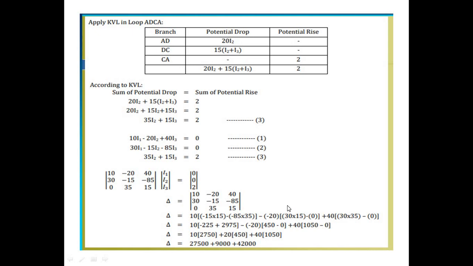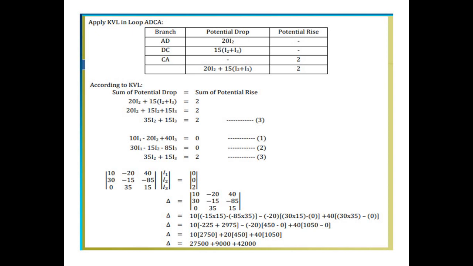Then the current flow direction 20 I2, and then the current direction 50(I2 + I3), and then the current flow from source to minus 20 voltage source, and then 15(I2 + I3). Sum of potential is equal to sum of potential in the circuit formation. Then 35 I2 + 15 I3 is equal to 2 volts.